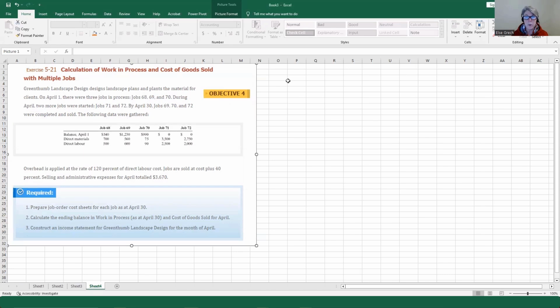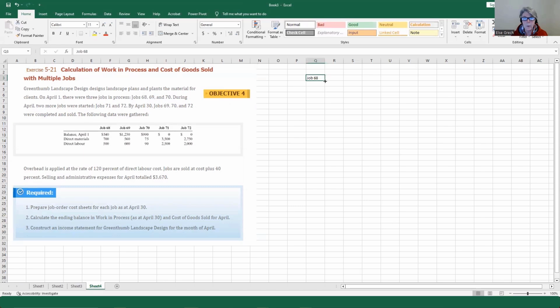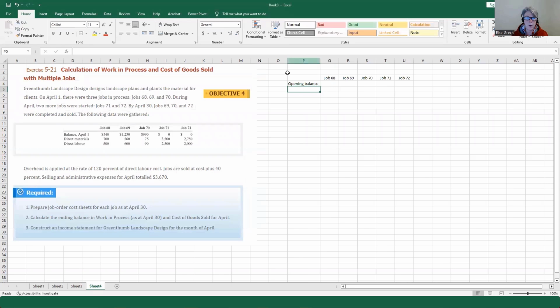So let's just duplicate that so that we have it. And so we've got job 68, and I think I can pull it over: 69, 70, 71, and 72. Nice. Okay, so now we've got an opening balance for some of these, not for all of them. This is 540, 1230, 990, 0, and 0.